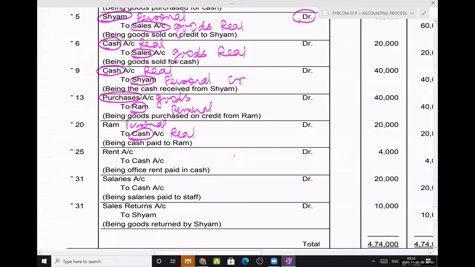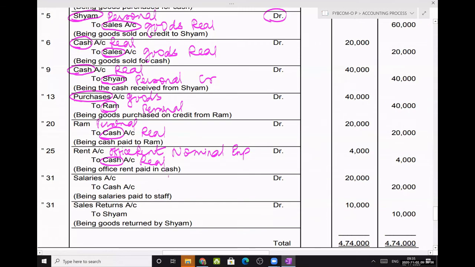So office rent is what? It's a nominal account. Nominal account का rule is what? Debit the expenses and losses. So office rent is an expense to debit. To cash. Cash is what? Real account. Credit what goes out.